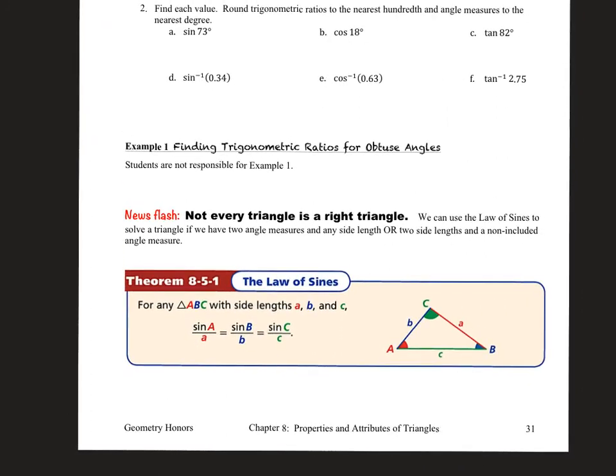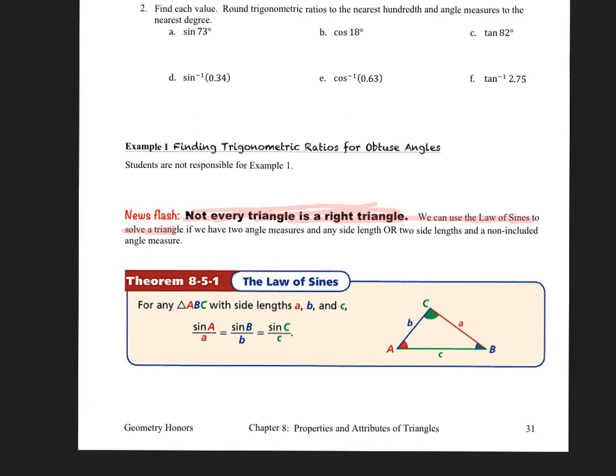So we've been doing all right triangles so far, talking about Pythagorean theorem and trigonometric ratios, sine, cosine, and tangent. Those are perfect for right triangles, but not every triangle is a right triangle.